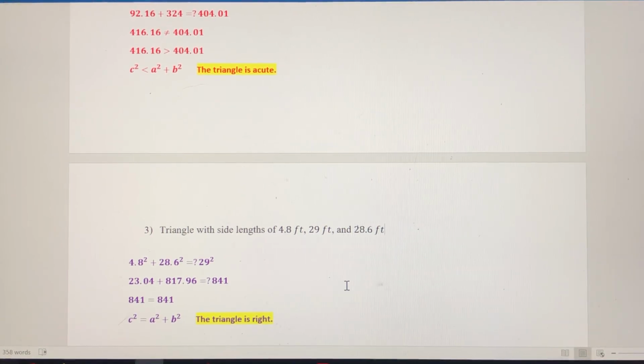So you see that in the three problems, we had one obtuse triangle, one acute triangle, and then in number 3, a right triangle. So that's how you use the converse of the Pythagorean theorem.